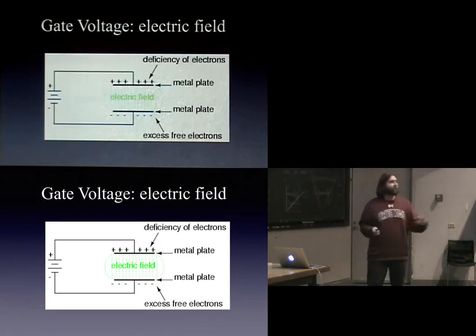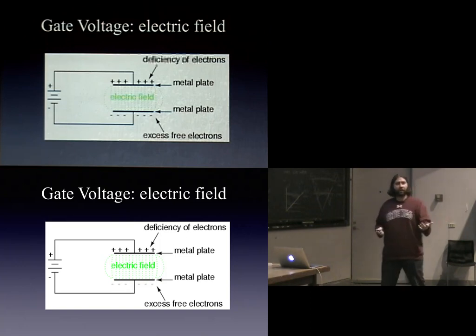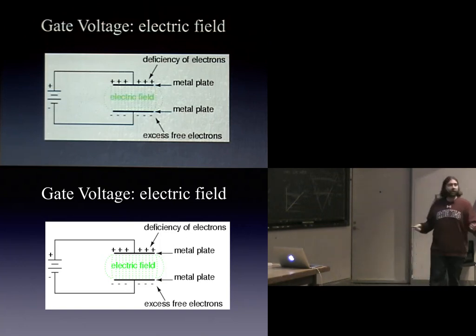So if we have a material and we want to put it in an electric field, how do we do that? You apply something called a gate voltage. So here is a crude electrical diagram. I have a battery over here, plus on one side, negative on the other, and I have a wire going to two metal plates.